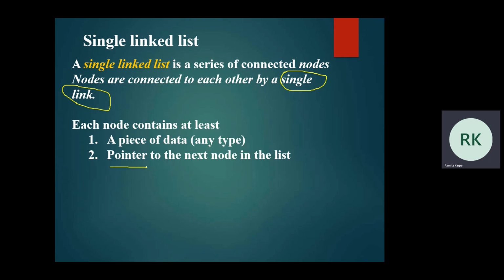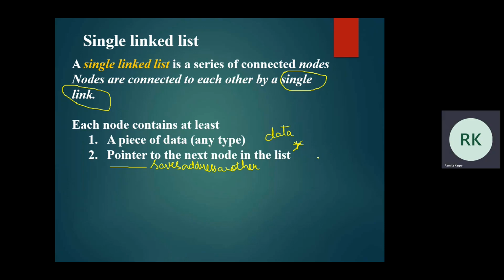Now, what is a pointer? A pointer saves the address of another variable, right? So the second part will be a pointer, and the first part is the data part, which is a simple variable.